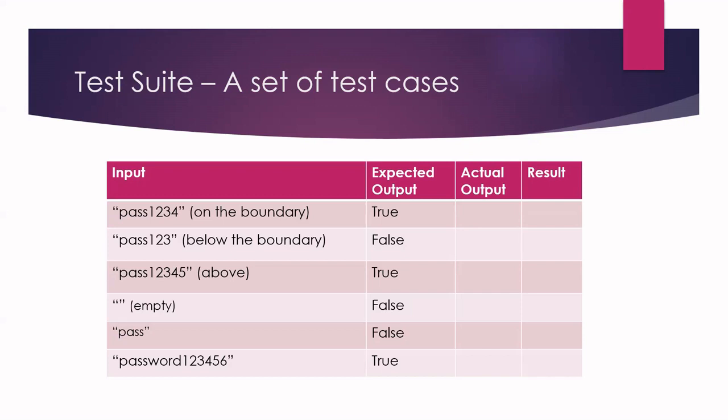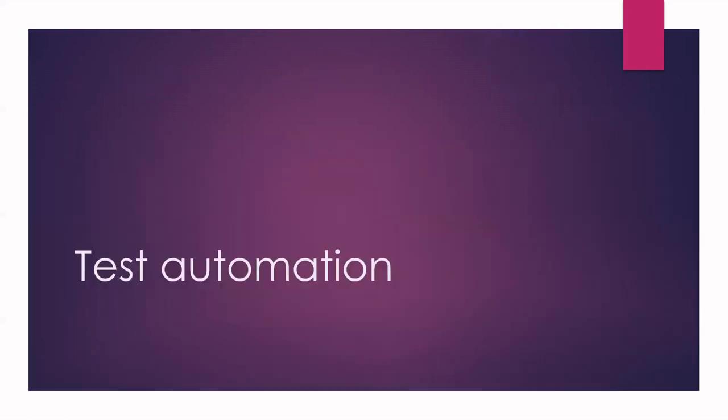In order to execute it, we can execute it manually. We can just run the code and enter the values manually, collect the results manually, and keep the comparison all manually. Okay, we can do that, but this is not the most efficient way to do it. Automation is something that would make the testing much more efficient.